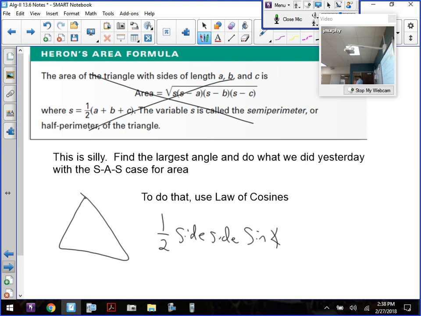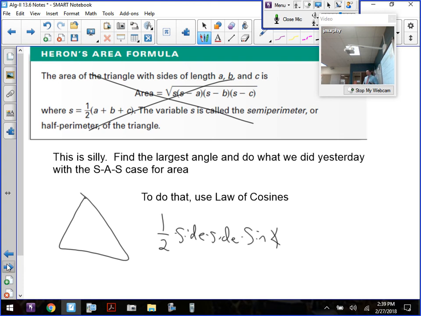You can't figure out what the sine of 30 degrees is? Huh? Can't hear you. Opposite over hypotenuse. 1/2. I know that.